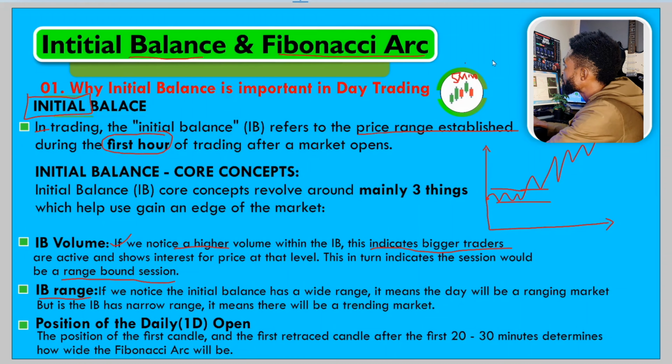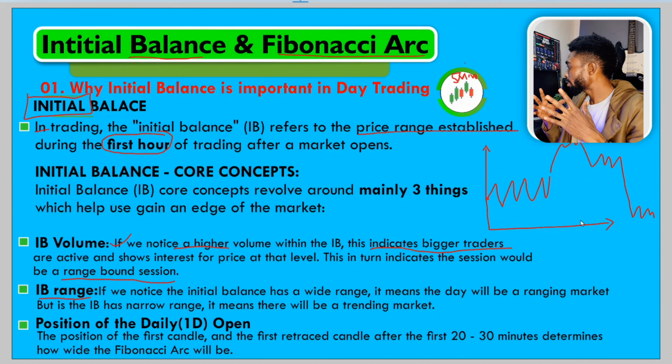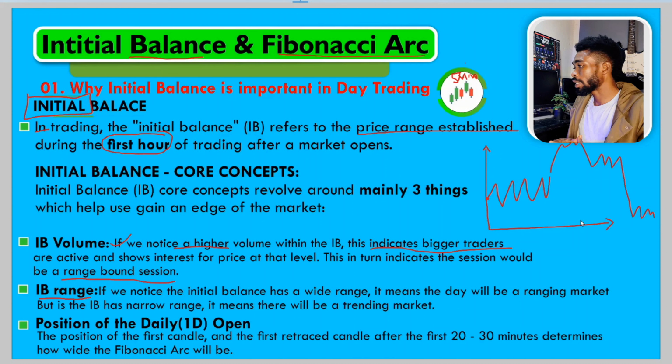If you have an average initial balance, it means that it's neither wide nor narrow. Somewhere like this is average. It means the market is going to behave normally, which means it may trend for some time, reverse, maybe come back across the initial balance and trend again. So those are the three types of market days you can get using the initial balance. With this, let's go to the chart and let me show you a real example to see what I'm talking about.